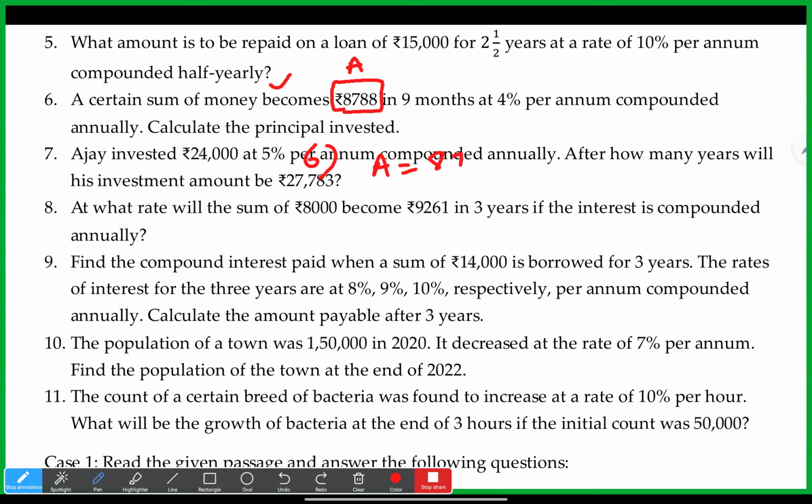Yes, sir. Final value is called the amount. Now, in 9 months at 4% per annum, compounded annually. So 9 months is in months actually. We should convert it to years. Compounded annually only, so we need not double the years extra. So n is equal to 9 months, means 9 by 12 years. We need to divide by 12 to convert it to years. Okay, Ishwa?